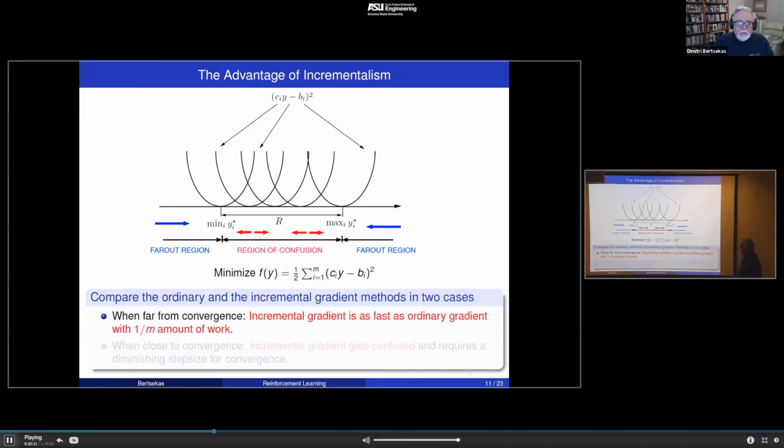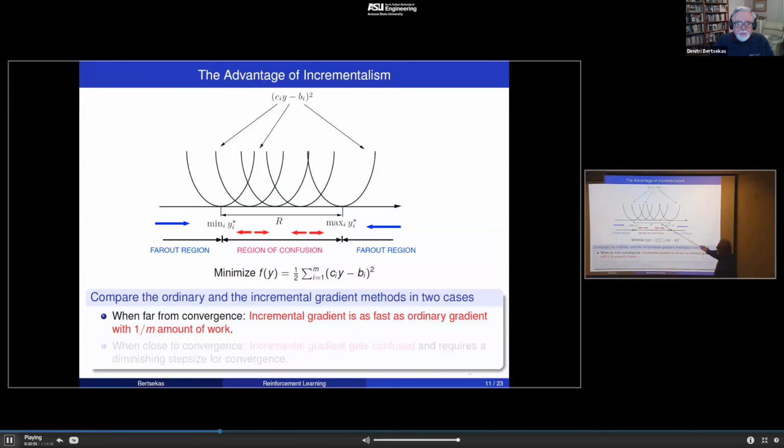So that's the thing. One step of incremental gradient is almost as effective as one step of the full gradient method, which costs you m times more work. Okay? So incremental gradient is as fast as the ordinary gradient method with 1 over m the amount of work, provided that I am in this far out region, the blue region, and also this other side, this far out region in the other side.